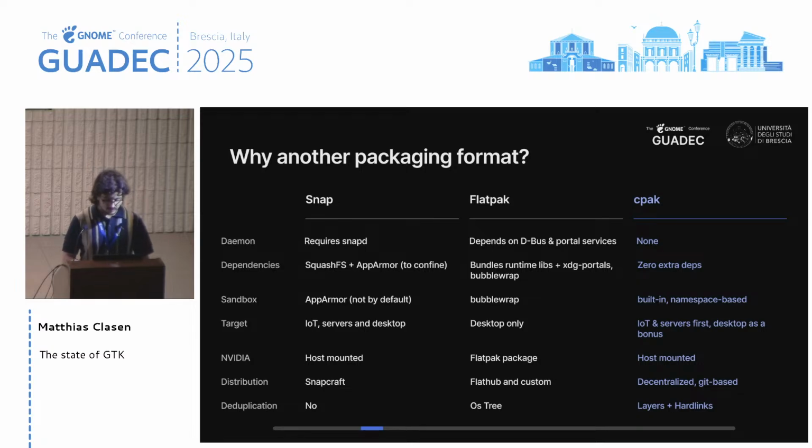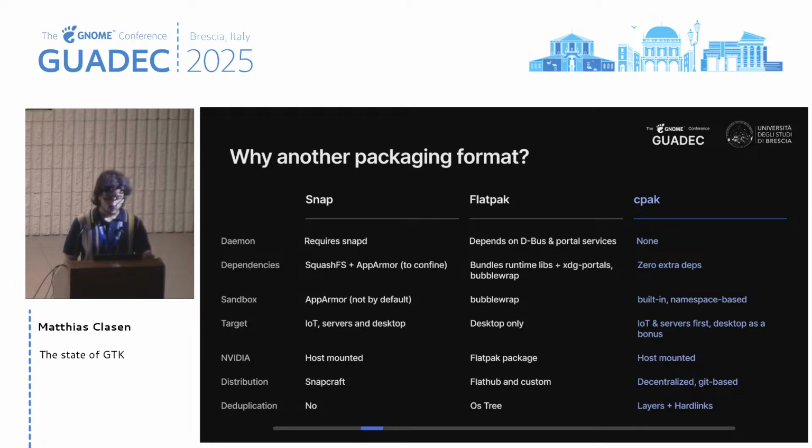Let's do a simple comparison. In the table, you can see 7 points, actually, because I changed something. The first thing we see is what I just said. We have no daemon. Snap requires snapd. Flatpak requires dbus and all the XDG portals, so support in the desktop environment to run things inside the application, to reach something on the host.